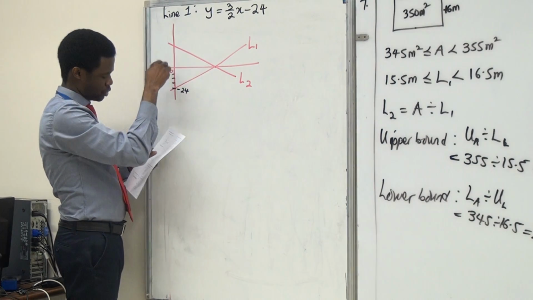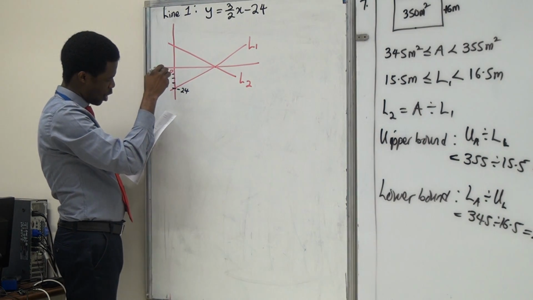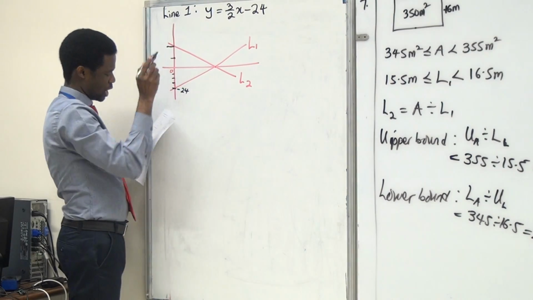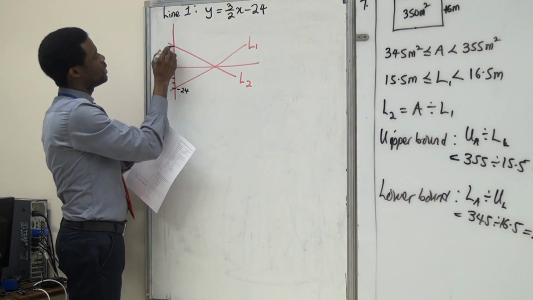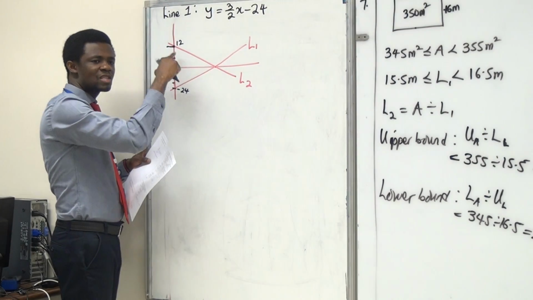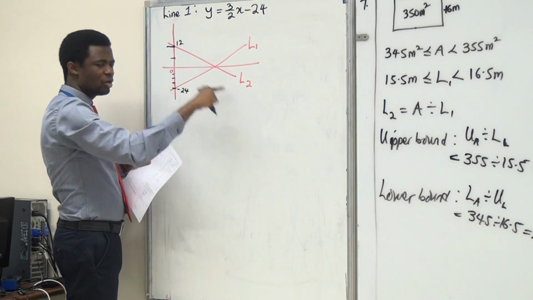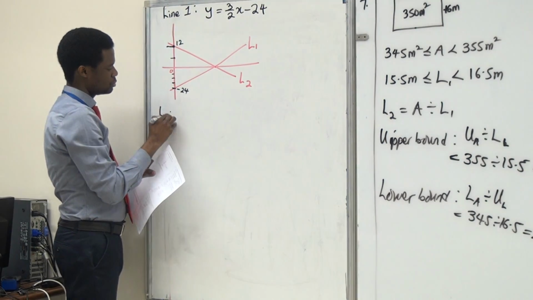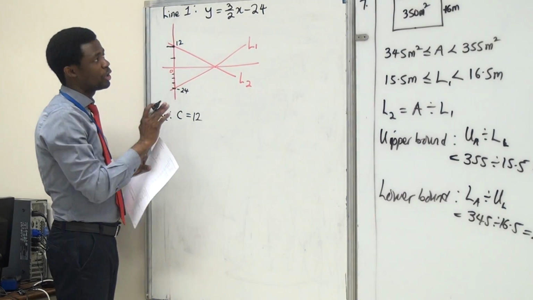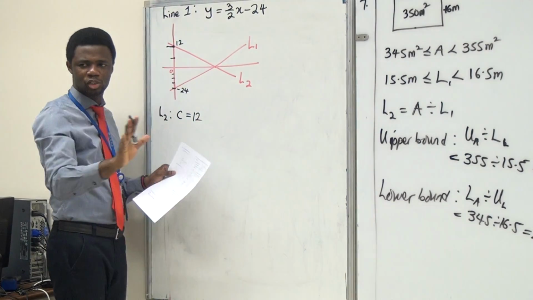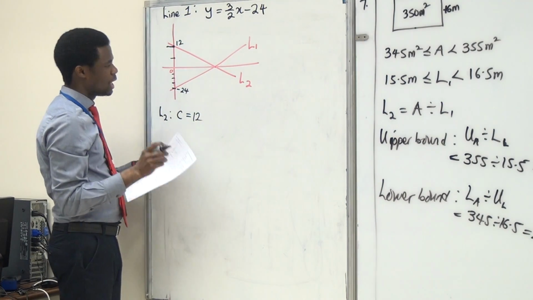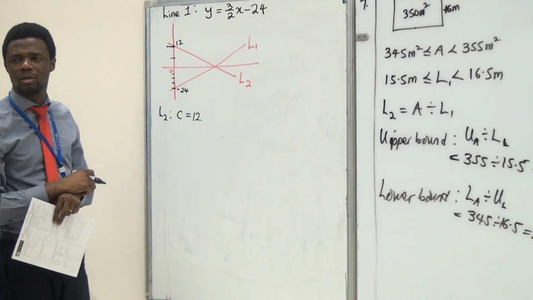So now that we are sure this is 6, then at the top there are 2, which means this intercept is 12. So the y-intercept of L2, which is C, is 12. So the equation is mx plus 12. We are sure about that. For getting this 12, I give you some points. The next thing we need is the gradient of L2.